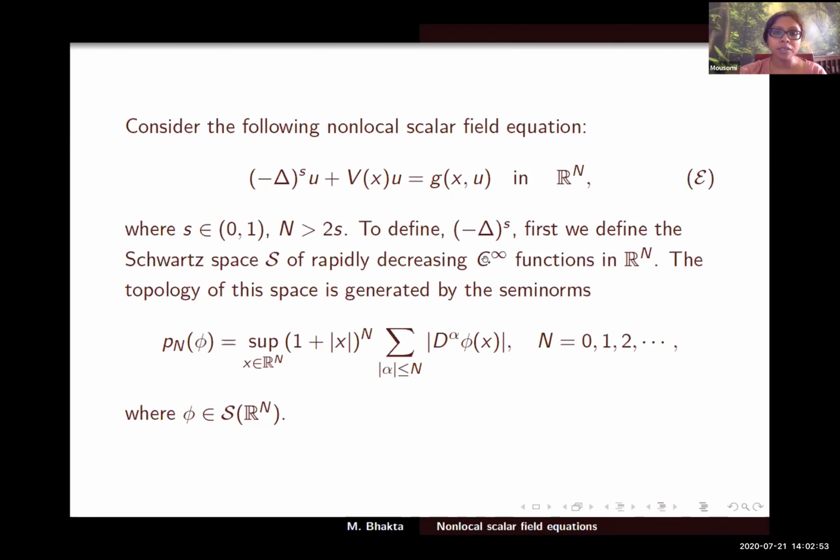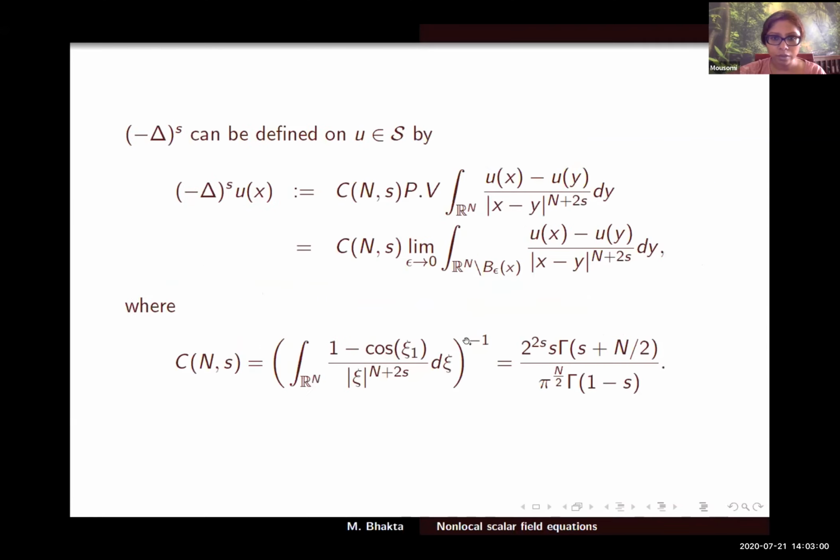On this Schwartz space, this operator minus delta to the s is defined in this way. It is defined with this integral. It's called an integro-differential operator, and it is defined in the principal value sense, because you see there is a singularity around x. So what you need to do is take a small ball around x, remove that small ball, and then take the limit. That's how this operator is defined.